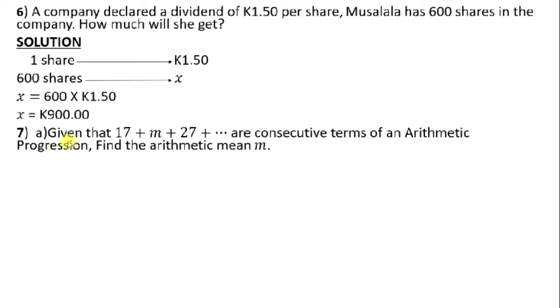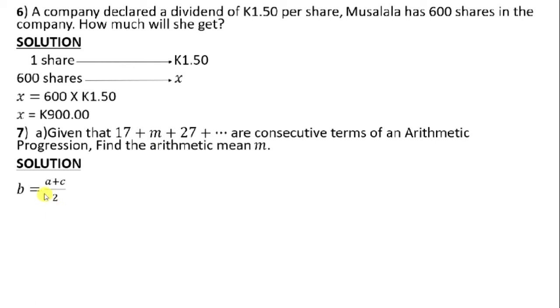We continue. Given that 17, m, 27 and so on are consecutive terms of an arithmetic progression, find the arithmetic mean m. So when an arithmetic progression is added, when the terms are added, this is a series. Now they want us to find the mean. So what we are going to do is to call 17 a, our m will be b, and our 27 will be c. So if you want to find the mean, you have to add a plus c, and then you divide by 2.